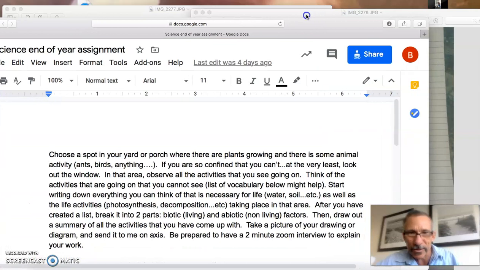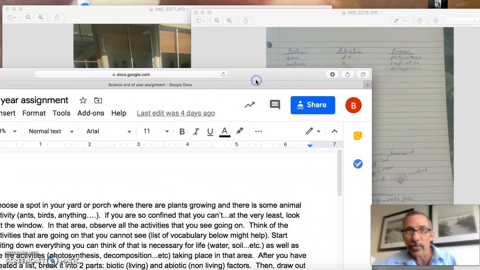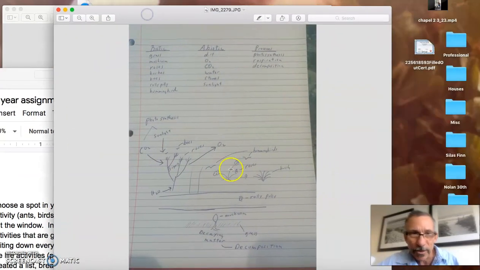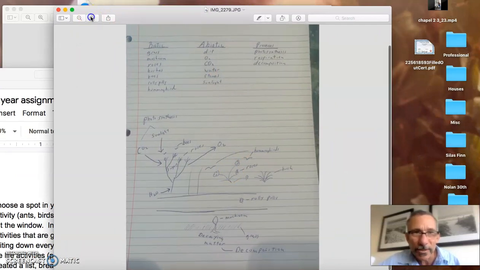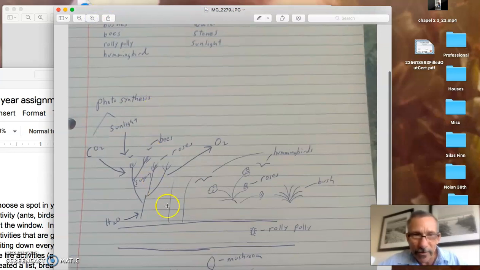So once you've got those things written down, including things like the life activities, whether you're actually seeing them or not, and you've created that list broken into two parts like I just showed you, then draw out a summary of the activities that you have come up with, and then take a picture of that, and that's what you want to send in. And then be ready in class to give a quick accounting of what you drew. So as you guys know, I'm not the neatest drawer, so I just kind of did this real quick, but made a little drawing of the area.